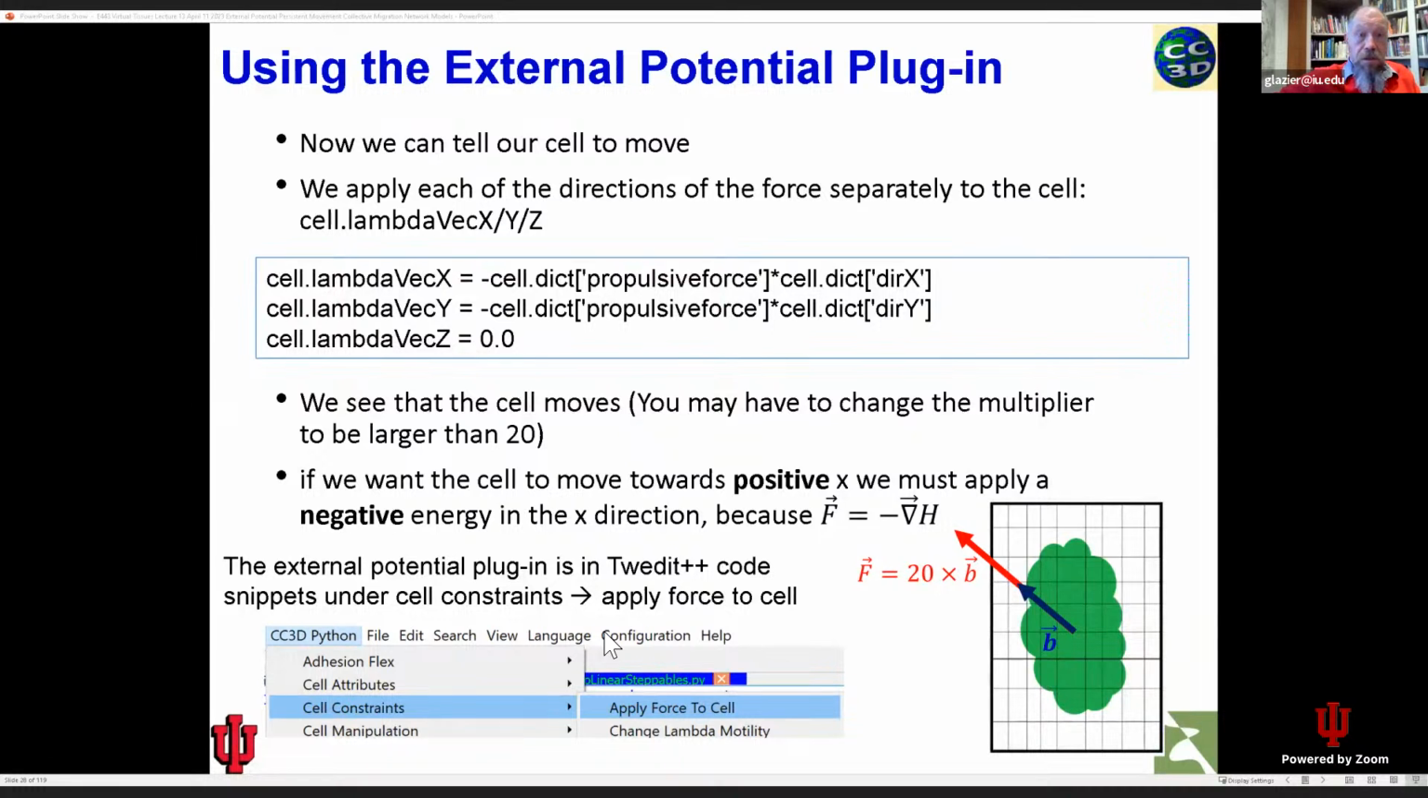Now that we've defined a vector to put onto our cell, we can apply it to the cell. Cell.lambda vec x puts a force in the x direction, and we'll make that equal to propulsive force times that dir x that we calculated. And as usual with computational, higher energy is against us, so we need a minus sign to push in the direction of the vector. We'll do that in Y, and then we're in 2D, so there's no Z. And we should see that the cell moves.